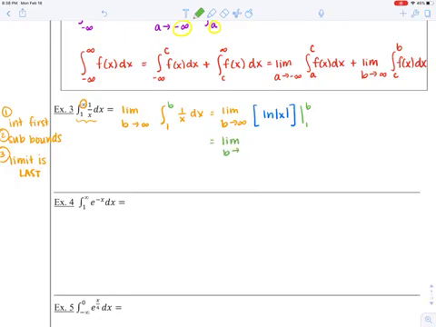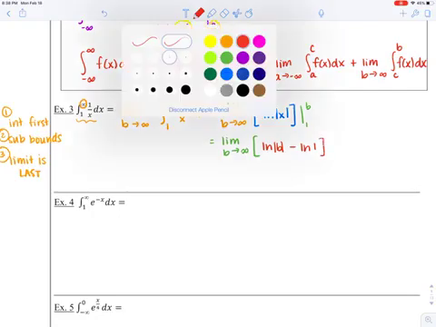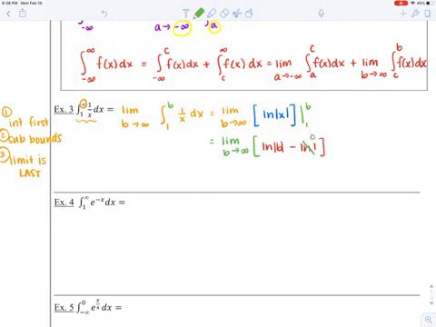So limit as b approaches infinity, I'm going to sub in my bounds. I'm going to say the natural log of b minus the natural log of 1. Now you know that the natural log of 1 is 0, so I don't have to write that again. So I have the limit as b approaches infinity of the natural log of the absolute value of b. The limit is the very last thing we're going to evaluate. So we have the natural log of infinity. I'm directly substituting in infinity.